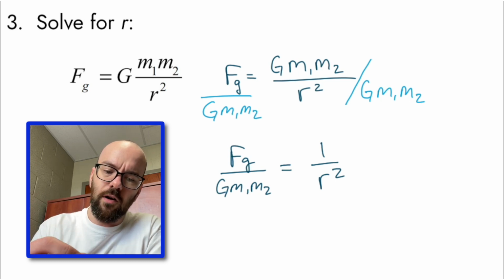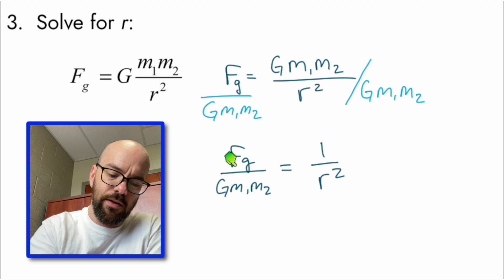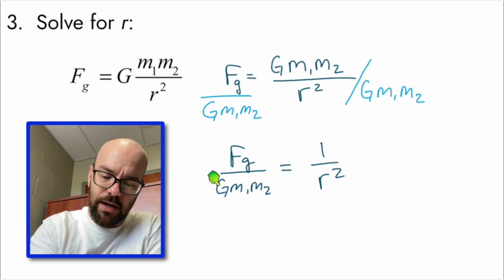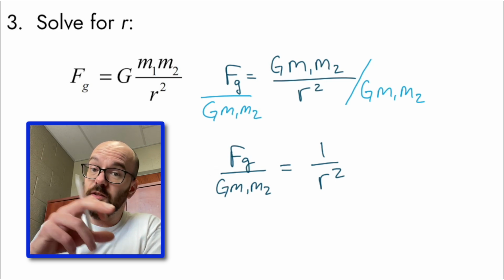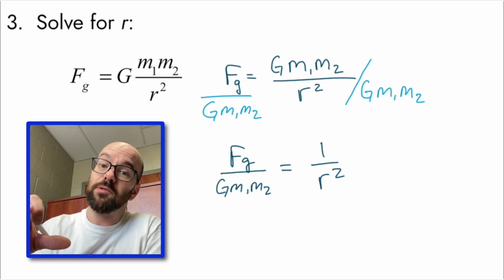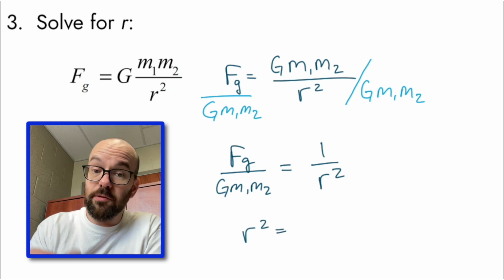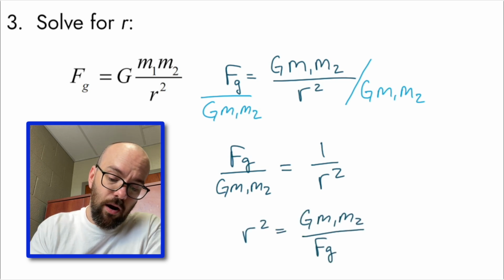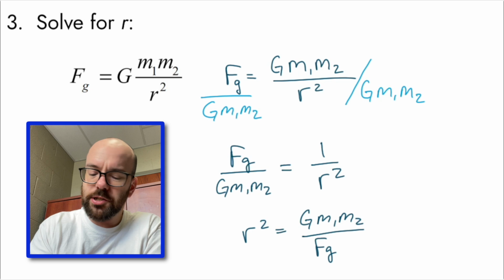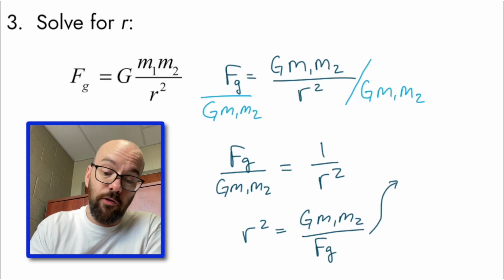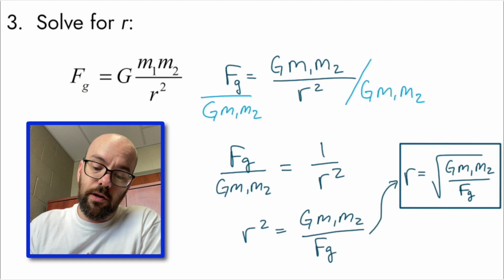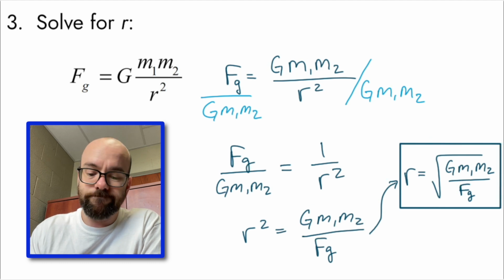We're trying to solve for R squared. There's a couple ways to go about it now. We could multiply it by R squared on both sides, and then divide by FG on both sides, and then multiply by G M1 M2 on both sides, and we'll get our answer there. Another thing that we could do, because we just have a fraction on the left, a fraction on the right, we can take the reciprocal of both sides. So take the reciprocal of both sides, and we're going to get R squared. It will be R squared over 1, which is just R squared, equals G M1 M2 over FG. And then we'll take the square root of both sides, and we get R equals square root of G M1 M2 over FG. So that's one way to do it.